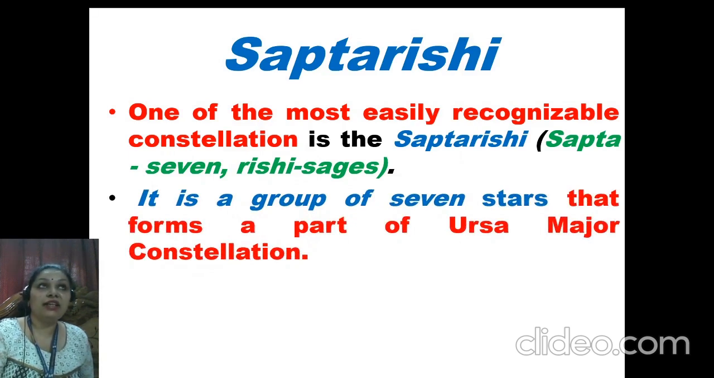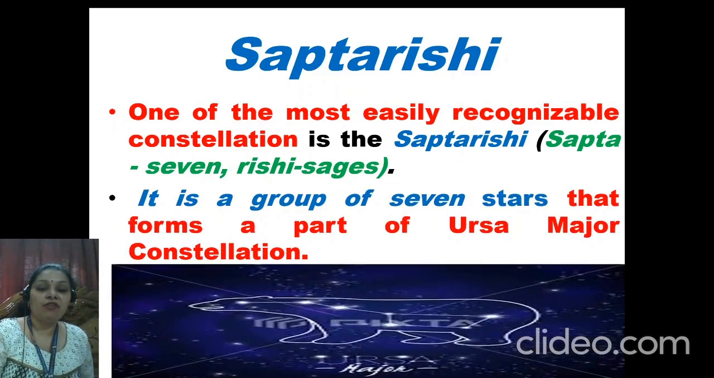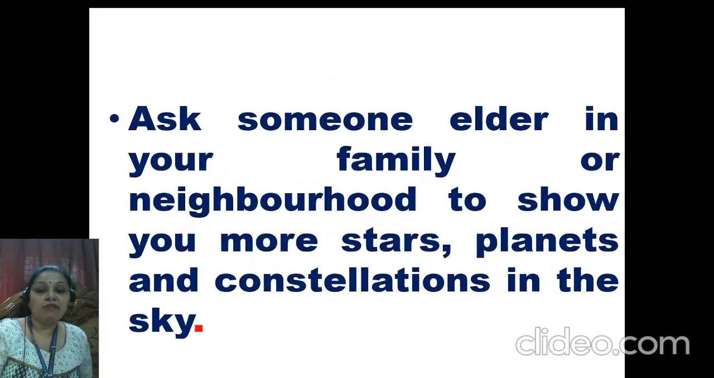When you see the stars at night, they form a big bear shape. Yes, this big group of seven stars that forms a part of the Ursa Major constellation is known as Saptarishi. You can ask someone elder in your family, your mother or father or grandmother or grandfather, to show you this Saptarishi in the sky.